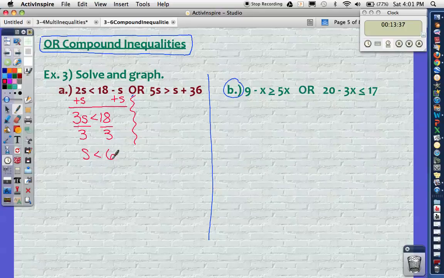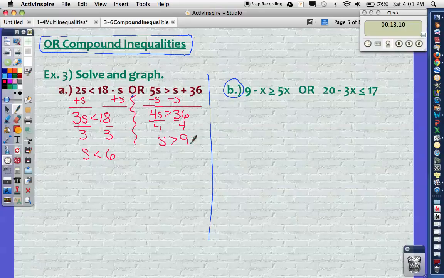For the second part then, similar style. Notice you have s's on both sides. I have 5s over here, so I'm going to subtract this s so that I can have a positive s value remaining. Greater than symbol and 36. Get s by itself by dividing by 4, and you have s is greater than 9.